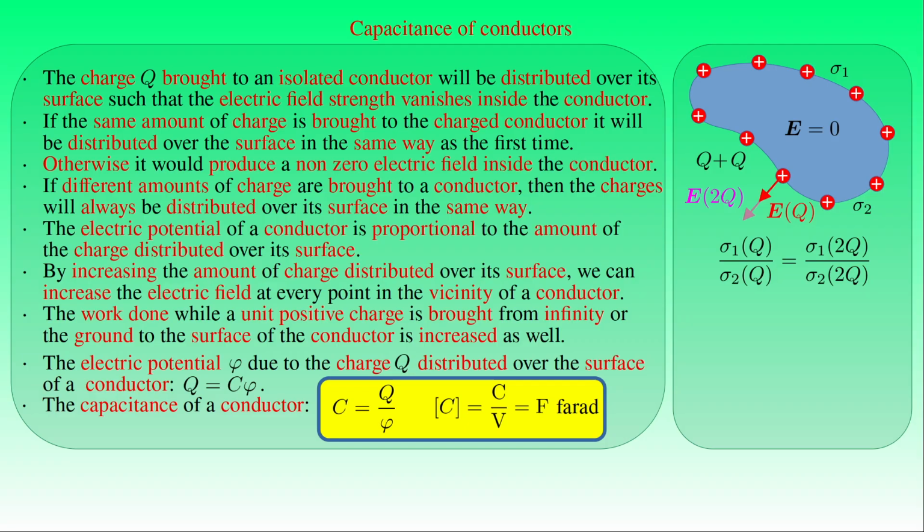Since 1 farad is a large value, normally its submultiples are in use, such as micro, nano and picofarad, that is 10 to the minus 6, 9 and 12 farad. Capacity is independent of the charge and the voltage, but it depends on the shape and the size of the conductor. This statement can be demonstrated by the following simple experiment.